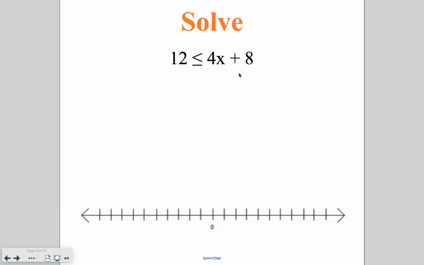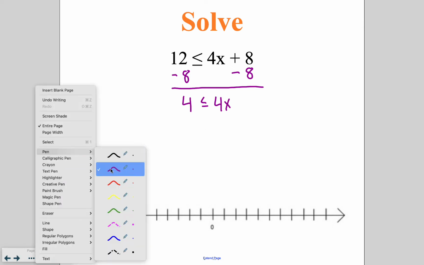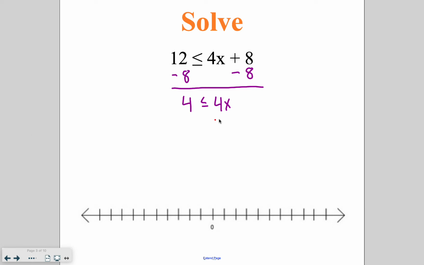So to get rid of this addition, I'm going to subtract 8 on both sides. And I've got 4 is less than or equal to 4x. And then I'm going to go ahead and get rid of that multiplication by dividing on both sides. And I'm going to end up with a statement of 1 is less than or equal to x.